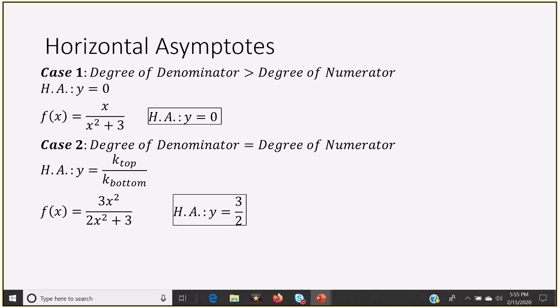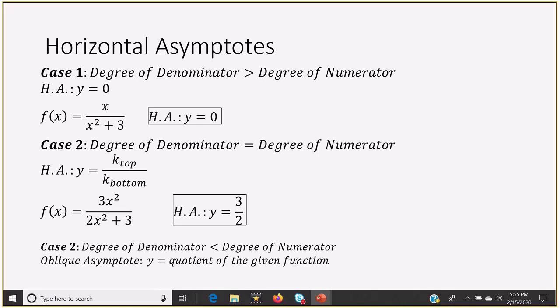Okay, case 3. Like I said, you probably won't see this. Worth mentioning, though. Maybe there will be something on WebWorK because, you know, WebWorK is WebWorK. So this case is that if the degree of your denominator is smaller than the degree of your numerator. And in this case, this isn't technically, it should be case 3.